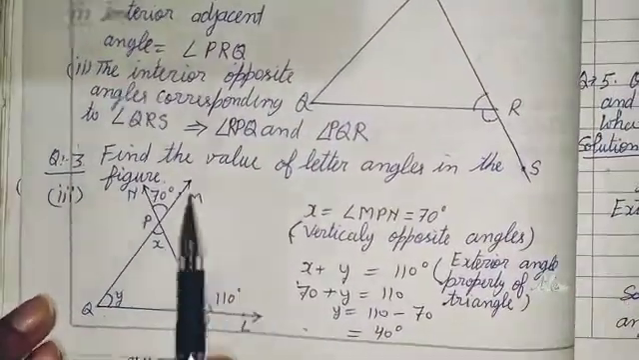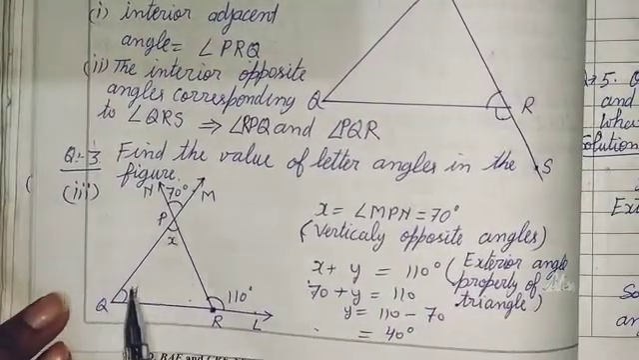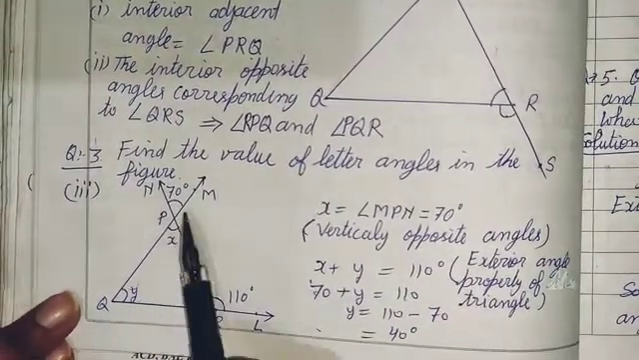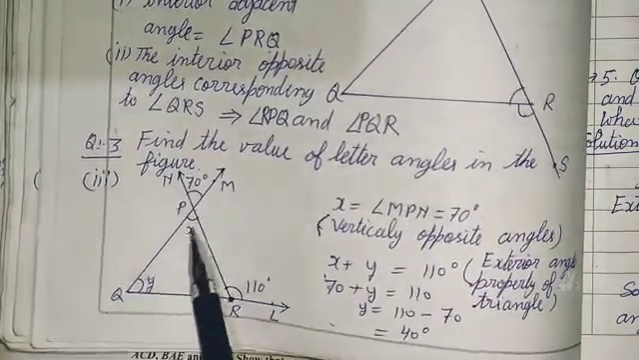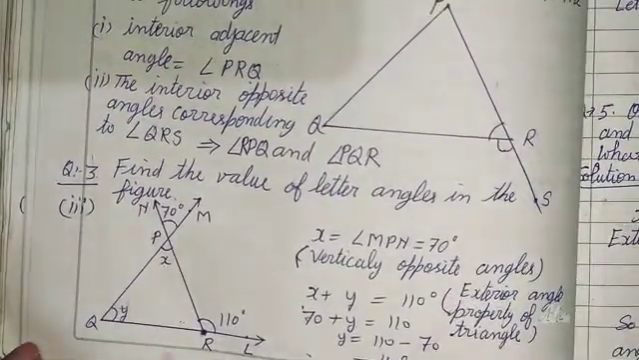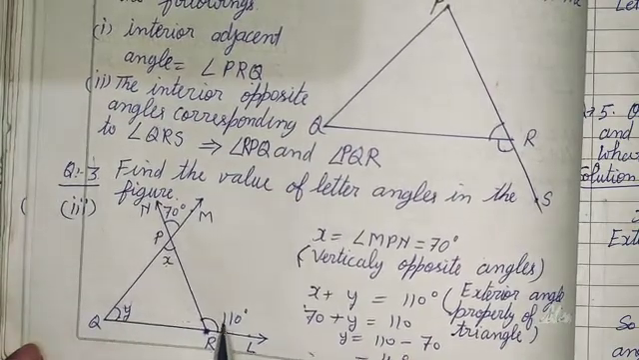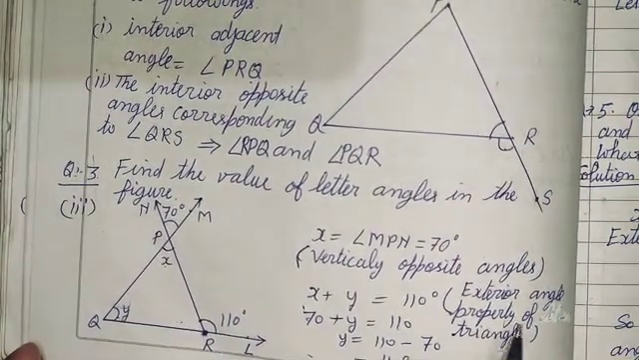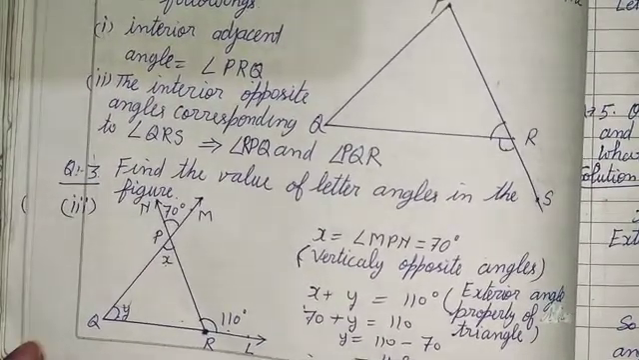In the third question, find the value of the lettered angles in the figure. We have the lettered angles X and Y here. Clearly it is seen in the diagram that angle X and 70 degrees are vertically opposite angles. So angle X equals 70 degrees. And since angle X and Y are the interior opposite angles of this exterior angle 110, by the exterior angle property, X plus Y equals 110. We know the value of X, so Y equals 40 degrees here.